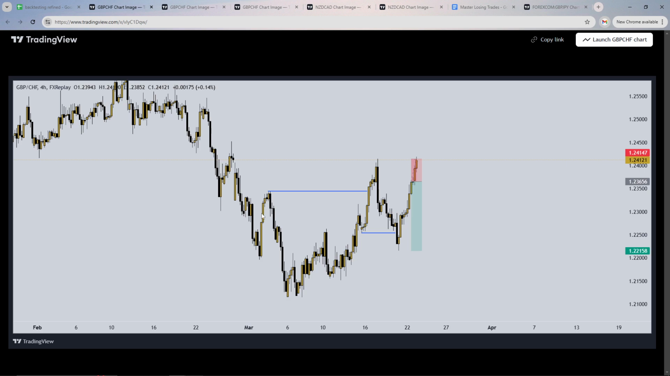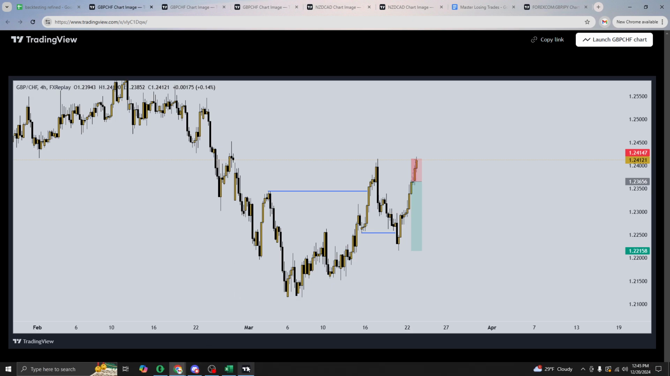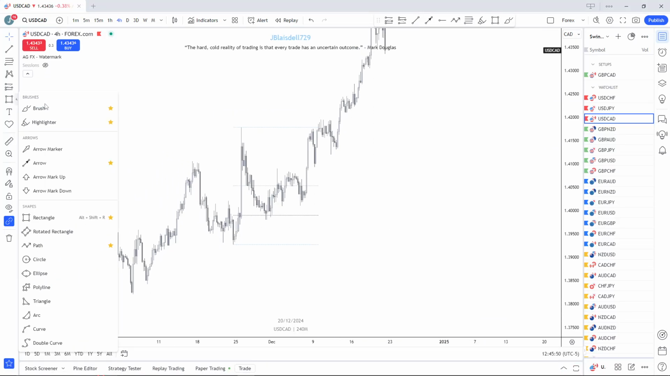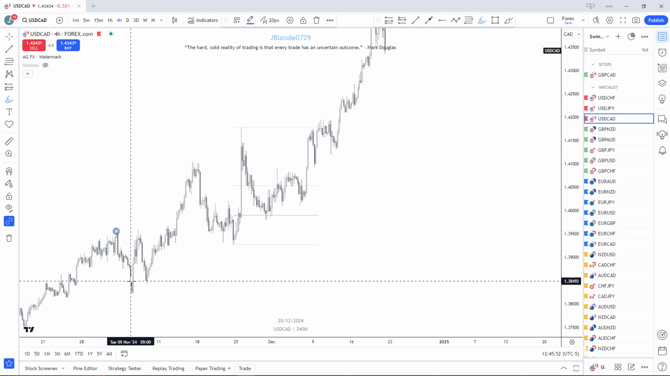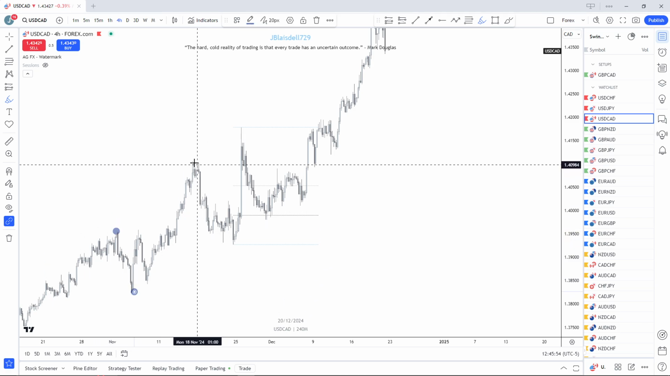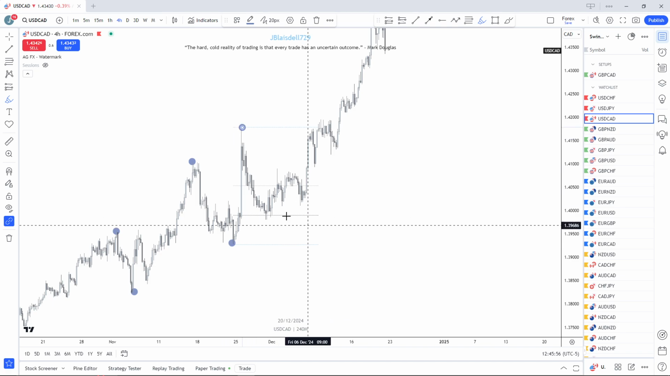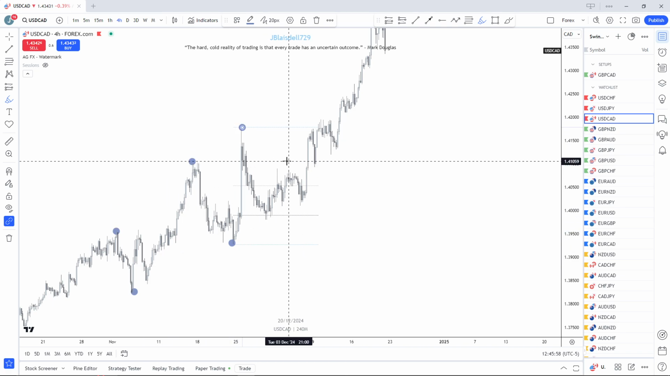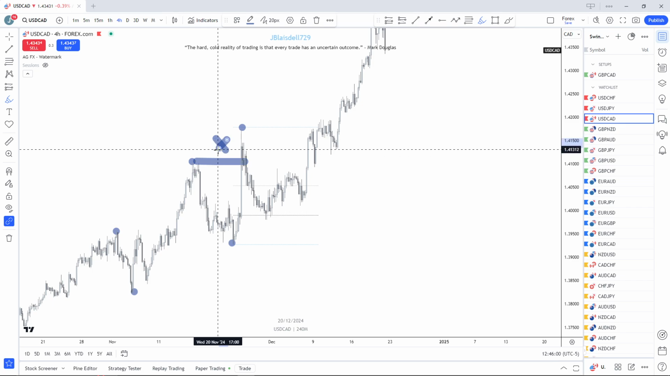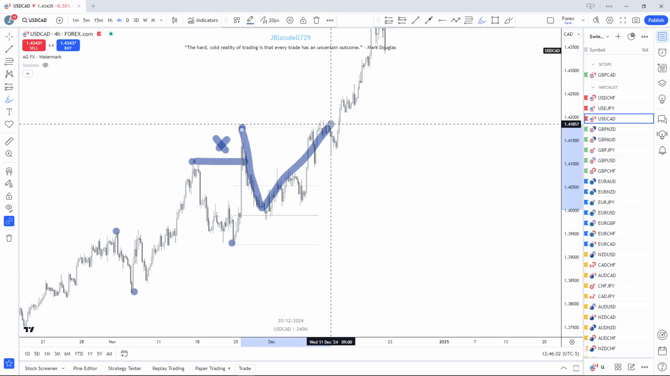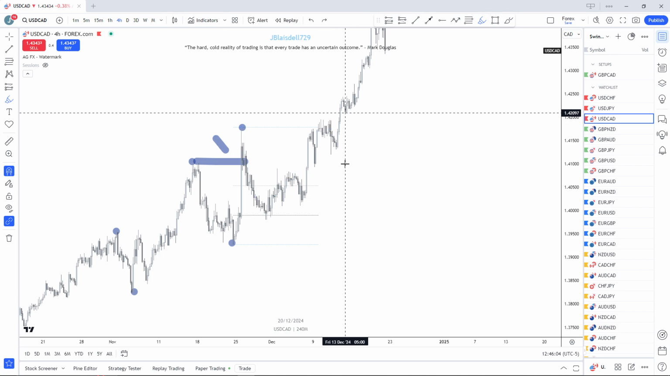So when in doubt, pull out a highlighter tool. It's this tool here for those of you that don't know. And I always just like to mark out my highs and lows. So like this, like this, like this. And based on that expectation, we're seeing higher highs and higher lows, breaks of structure. I can make that expectation of the next higher high.